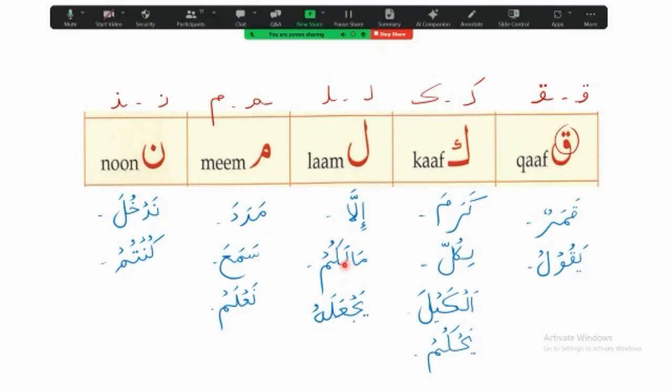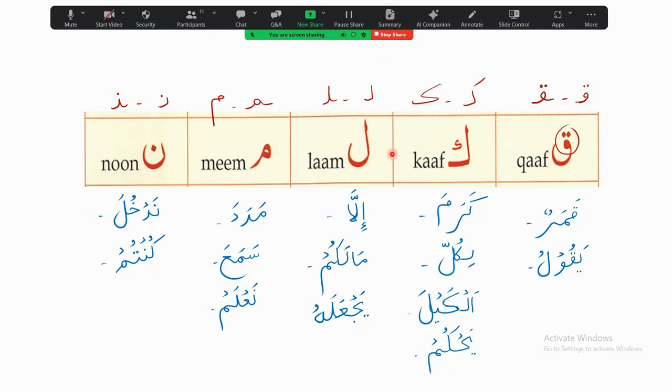So here, lam is at the start, so at the start we write lam like this. This is the shape. When it comes in the middle, you see in this example that lam is in the middle, so the shape is like this. When lam comes in the middle, it is joined with the letter previous to it and the next to it. You can see the example here of this word, yaj'alahu. Here the lam is in the middle, so the shape is like this now.